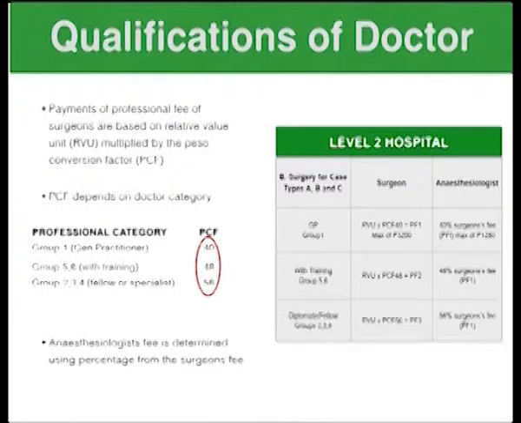In PhilHealth Circular 9 of 2009, payments of professional fees of surgeons are based on the relative value unit multiplied by a peso conversion factor. The peso conversion factor is dependent on doctor category. Group 1 physicians or general practitioner will have a peso conversion factor of 40. Group 5 and 6 have a PCF of 48. And groups 2, 3, and 4 a PCF of 56. Anesthesiologist fee is determined using the percentage from the surgeon's fee.